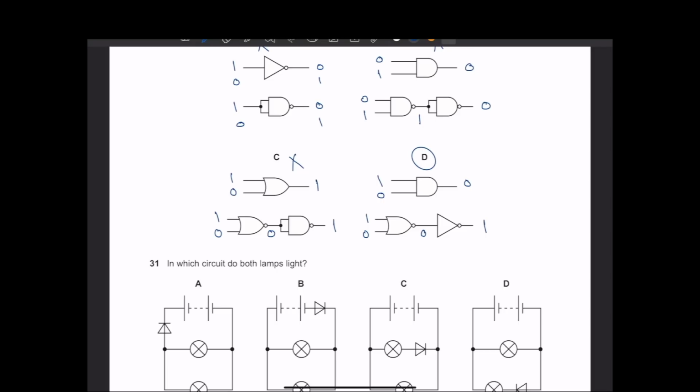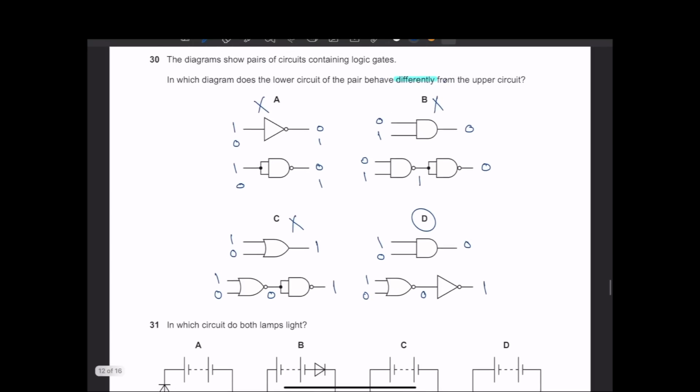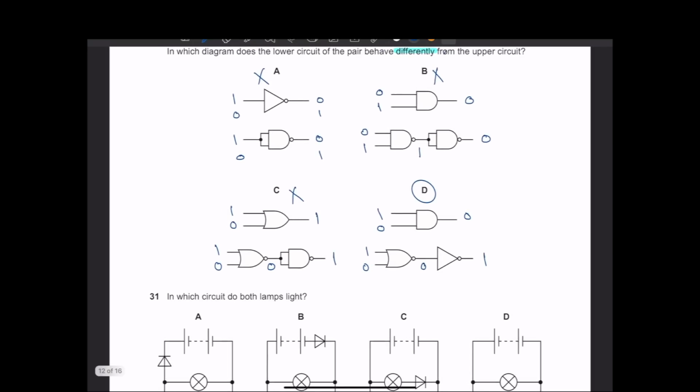Remember, in such questions, please mix the two inputs. Don't choose the two inputs to be 0, 0, or 1, 1. It takes time, right? Just mix the two inputs and make one of them 1 and the other 0. It could guide you to the answer directly.